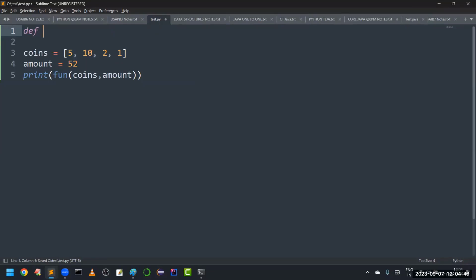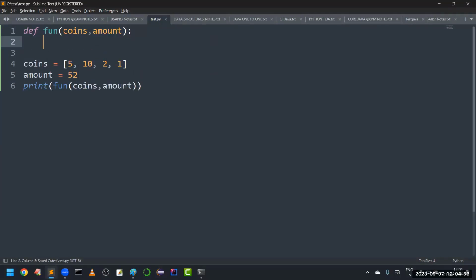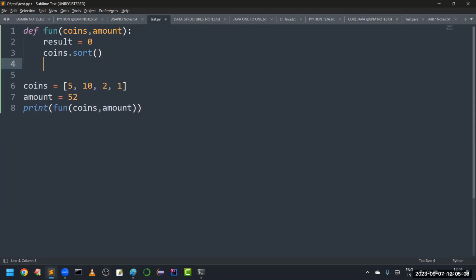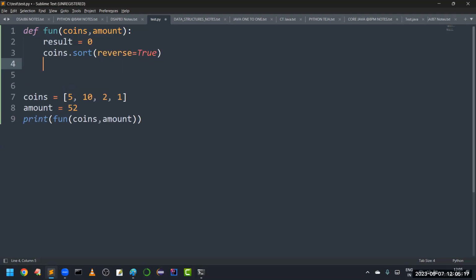So def, I'm going to define the function, which is going to take coins and then amount. Let us see what we are going to do. Coins is a list. Initially I'm going to consider my result is equal to 0. Better to sort these coins, so coins dot sort. Then we get the minimum coin first, maximum coin next. So can I sort it in reverse order? Yes, because we get the maximum coin first, so that we can find all feasible solutions.